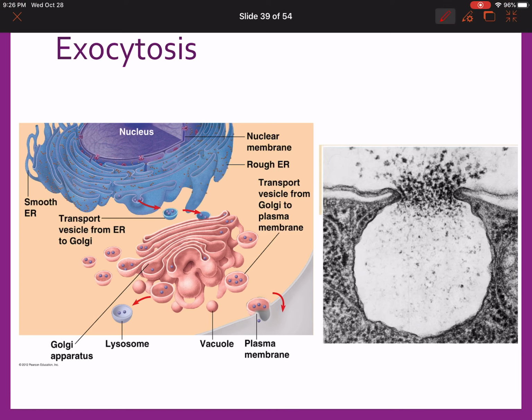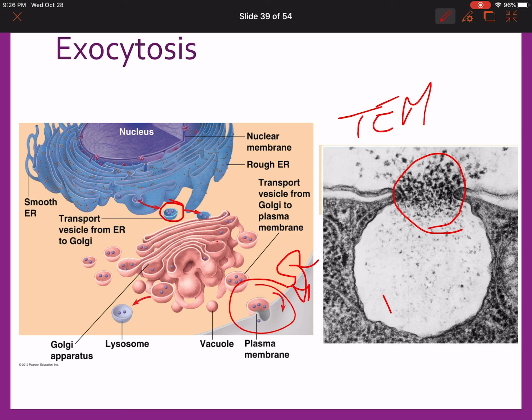Same idea. Rough ER, going to Golgi. You can see the purple dots. The purple dots are the proteins. The vesicle fuses, purple dots going out. Actual, this is a TEM, electron microscopy image. This is the proteins. This was the vesicle. Okay? Looks like popping a pimple, but the proteins are in the process of leaving the cell. It's like a once in a million picture. It's gorgeous. I love it. But you can see this is exocytosis in process.